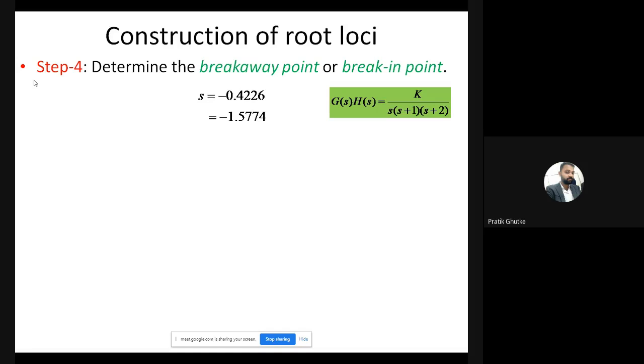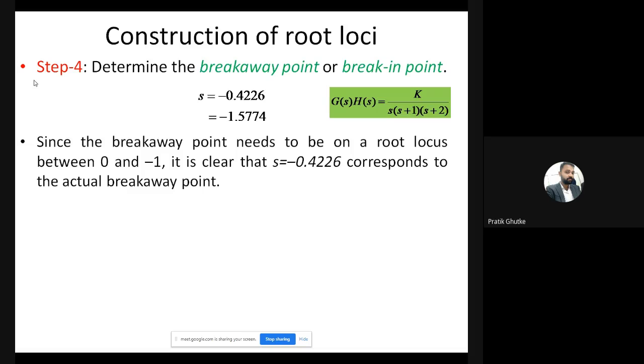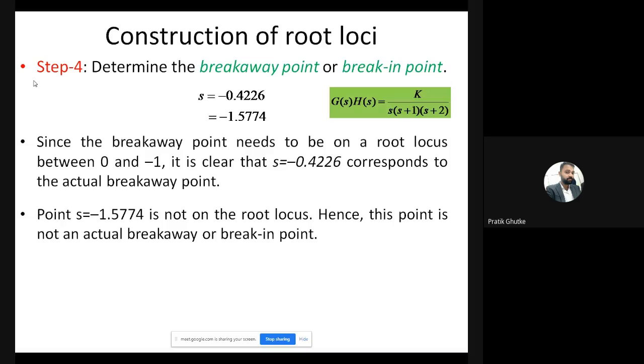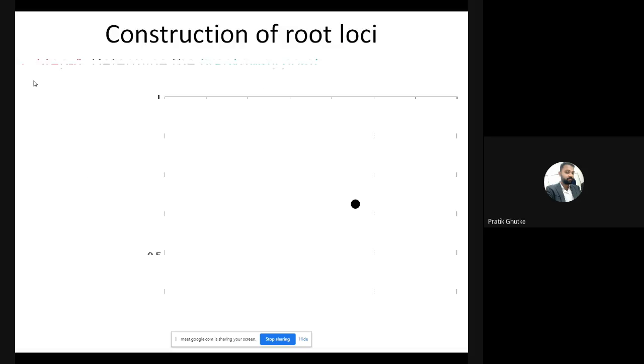These are the breakaway points for my given transfer function G(s)H(s) equals k divided by s(s+1)(s+2). Since the breakaway point needs to be on the root locus, it should be between 0 and minus 1, because this region is the root locus region. Now it is clear that the root minus 0.4226 corresponds to the actual breakaway point, because it is lying in the root locus region. Minus 1.5774 is not on the root locus, because it is not lying in the root locus region.